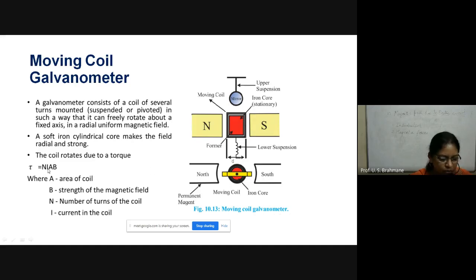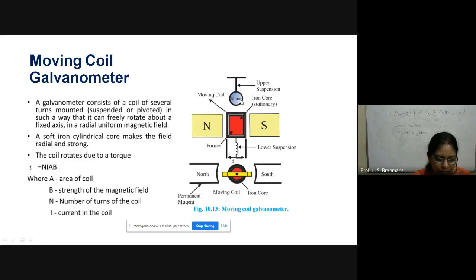Here A is the area of the coil, B is the strength of the magnetic field, N is the number of turns of the coil, and I is the current in the coil. So torque is equal to NIAB. You can see in the figure it is suspended in this manner. There is a mirror, because when there is a twist we can see it in the mirror, or there is a pointer attached to it.